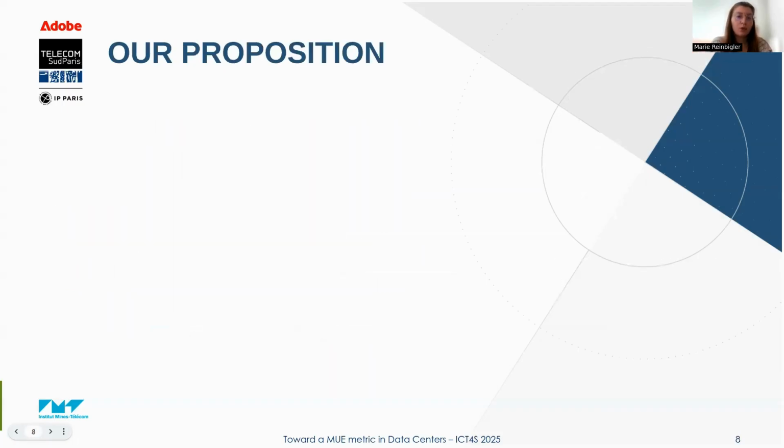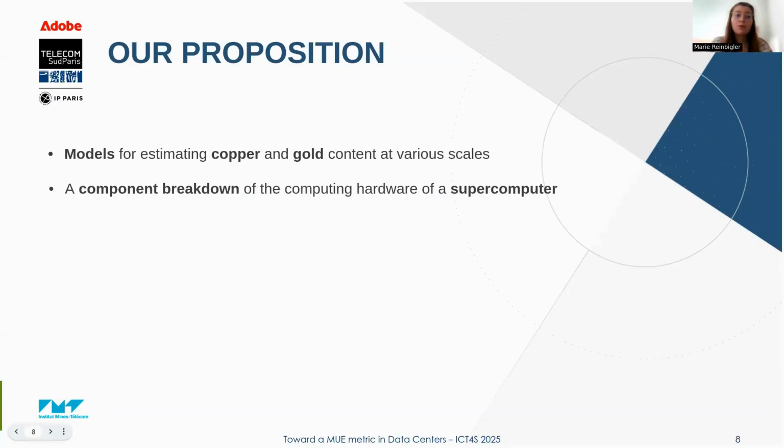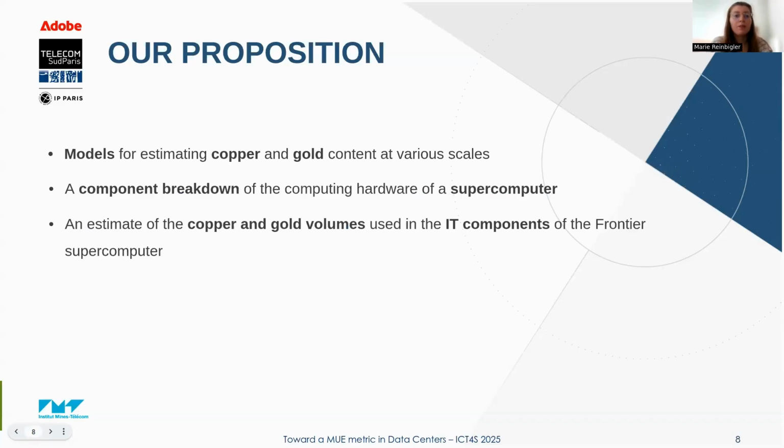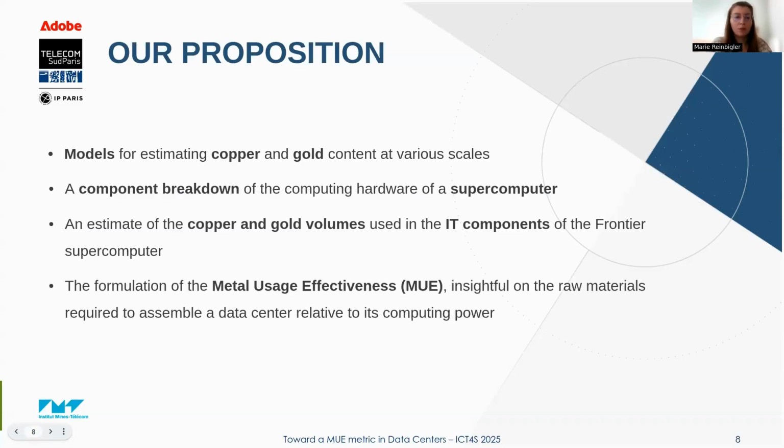This is why in this work, we propose to model the content in copper and gold at various scales. We also propose to make a component breakdown of the computing hardware of a supercomputer, as supercomputers have more public data than an industry data center. We also estimate the copper and gold volume used in the IT equipment of the FranceA supercomputer. And finally, we define the metric we would like to monitor, the metal usage effectiveness, that accounts for raw material extraction for the assembling of a data center divided by the computing power.